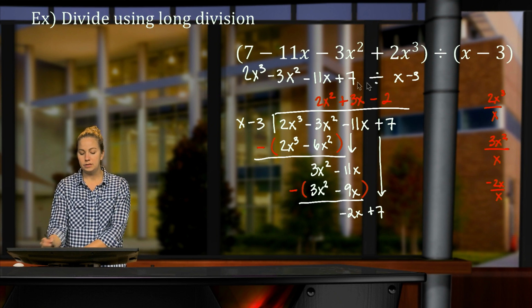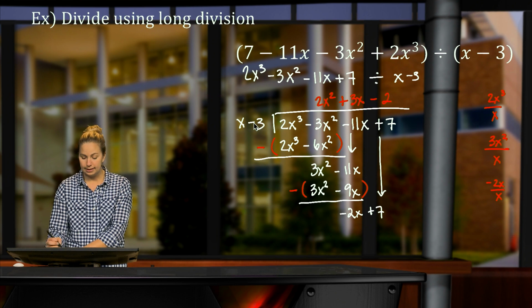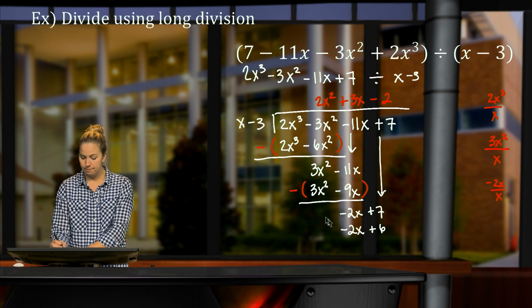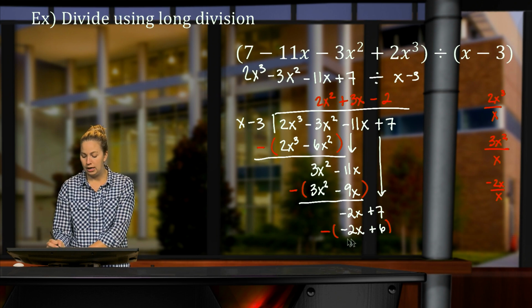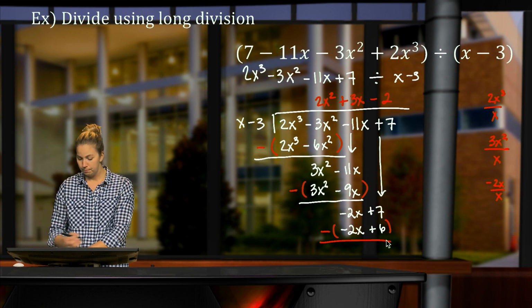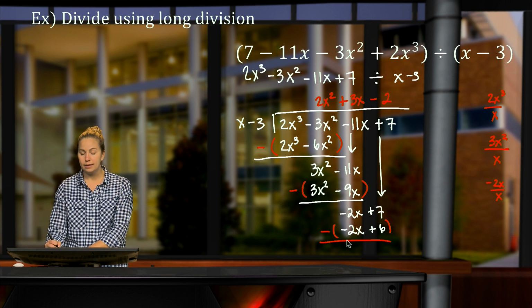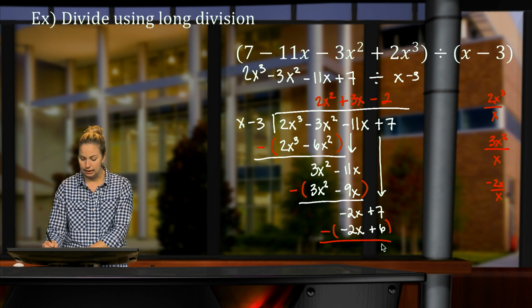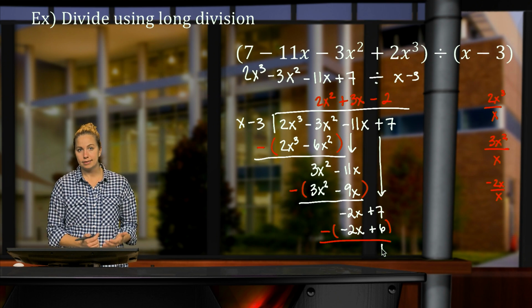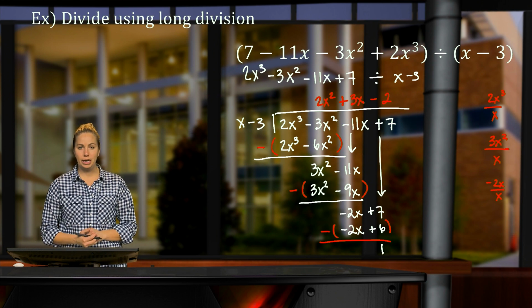And I take that negative 2 and I multiply it by x minus 3. Negative 2 times x, negative 2x. Negative 2 times negative 3 is positive 6. I'm subtracting the entire thing, so I'm adding my parentheses to remember to distribute that negative. Negative 2x plus 2x is 0. 7 minus 6 is 1. And we can see that 1 is not divisible by x. So this represents my remainder.